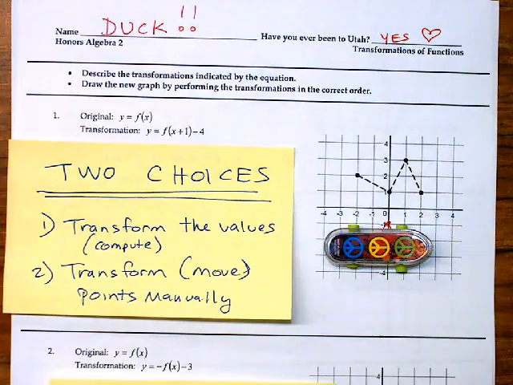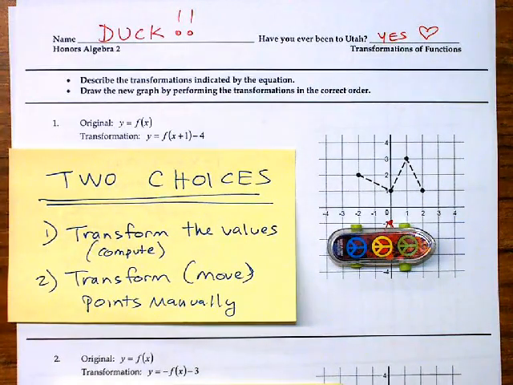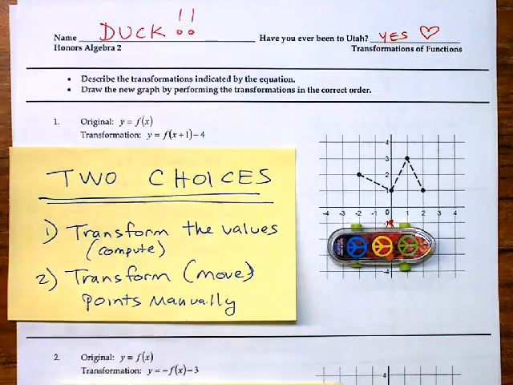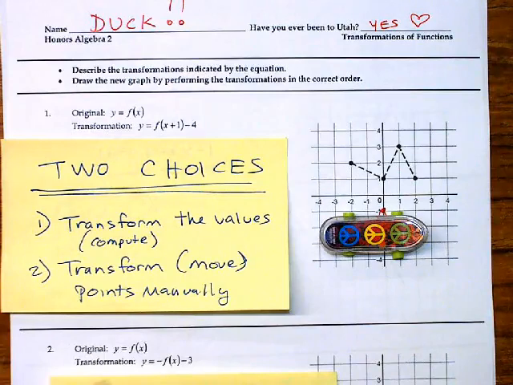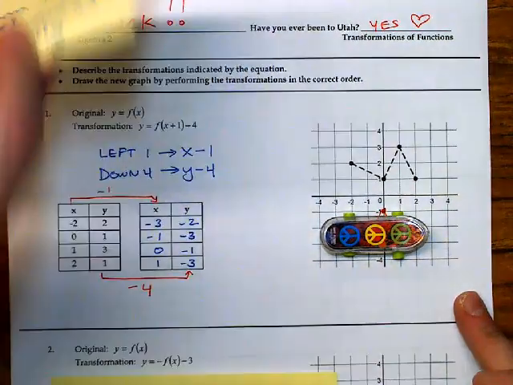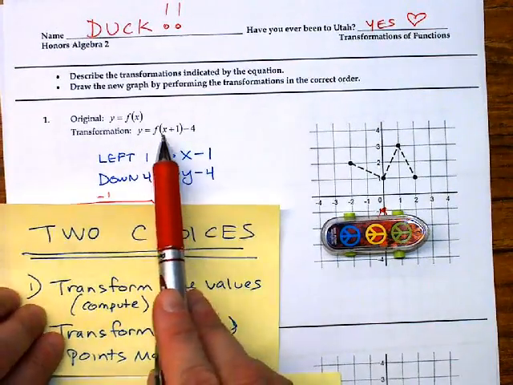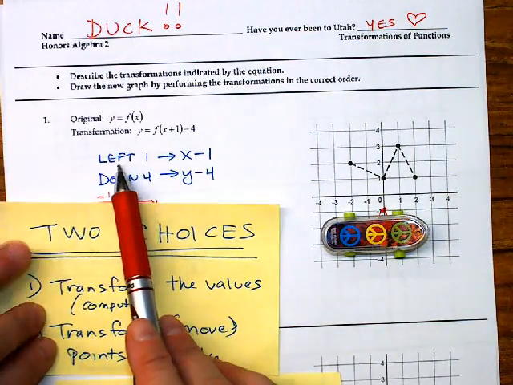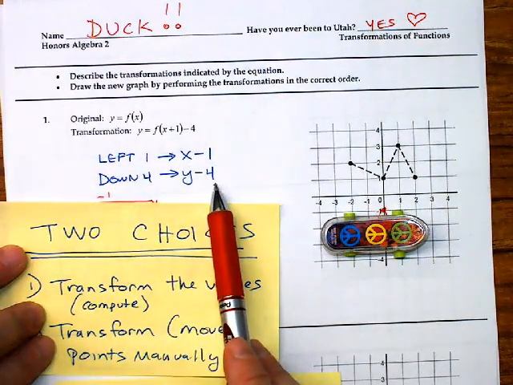So we've got two choices. We could either do the computations or the transformations on the table of values that you see on your paper, or we can move the points manually. Some of you will gravitate towards one method, some of you will gravitate towards another. If we do decode the transformations, I've written some of them out already, and you might find it's easier to pause the video here and there.